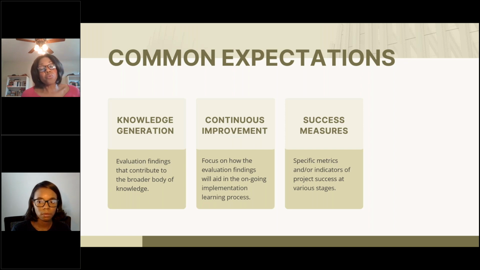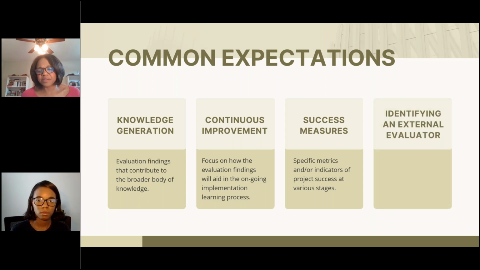If you're the project team writing this component, you may want to make sure that whoever's responsible for the evaluation is involved in that conversation as well, to help really think through what would be appropriate at different stages.